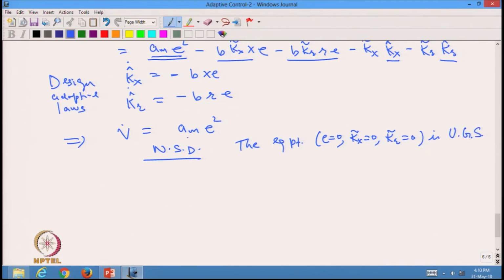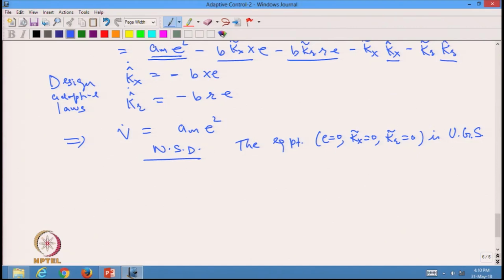So, another point here is, why is this negative semi-definite? Because we do not have negative expressions for k_x tilde and k_r tilde. So, V dot can in fact be equal to 0 for non-zero values of k_x tilde and k_r tilde. Since we are missing those terms, this is simply negative semi-definite, and we can conclude that the equilibrium point is uniformly globally stable.